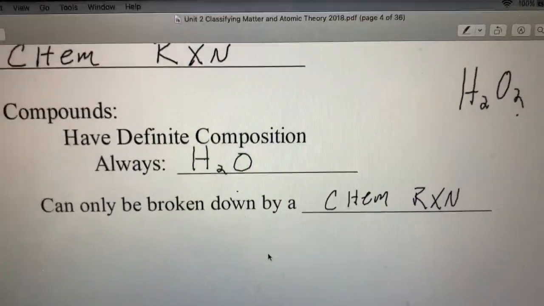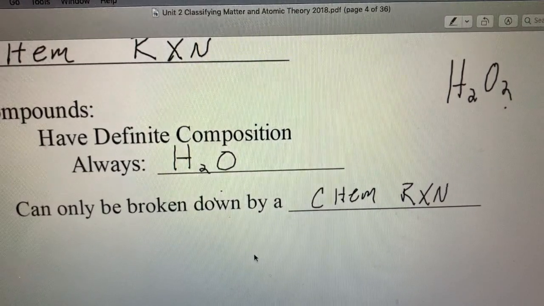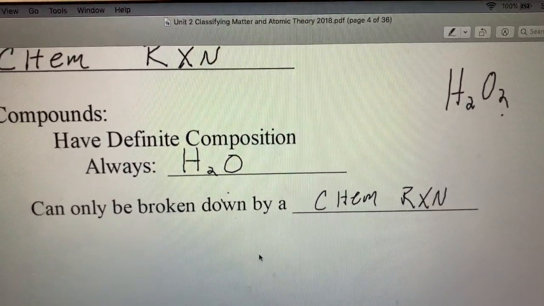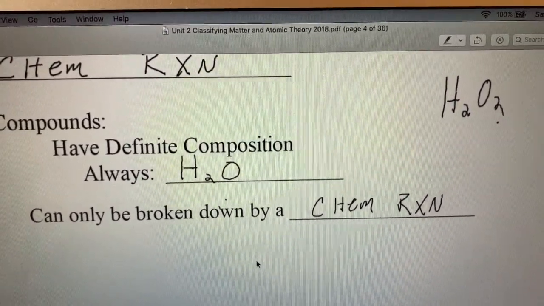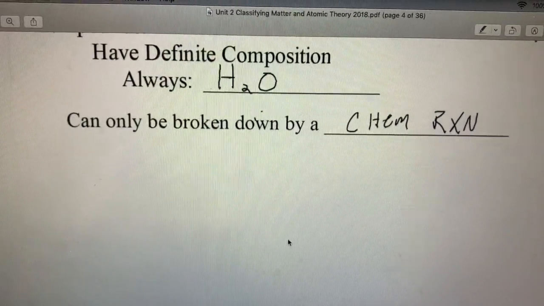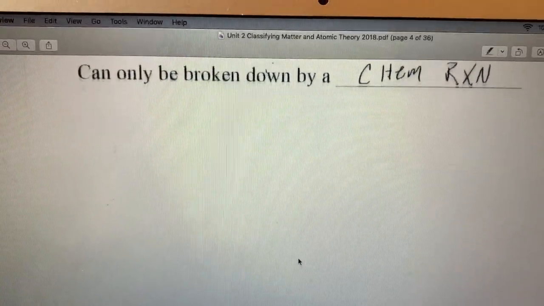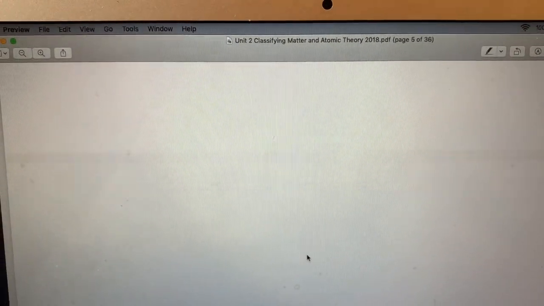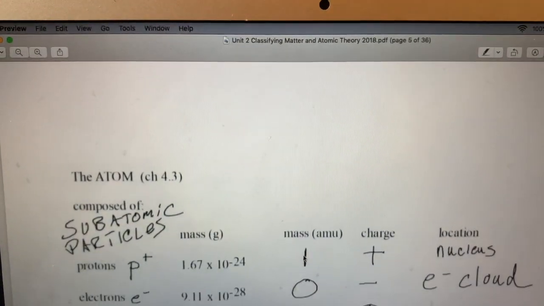Compounds, unlike elements, can be broken down through a chemical reaction. But that is the only way to break them down, is through a chemical reaction. And we're going to look at all of that a lot more as the year goes on as well. All right, so let's talk about the atom.